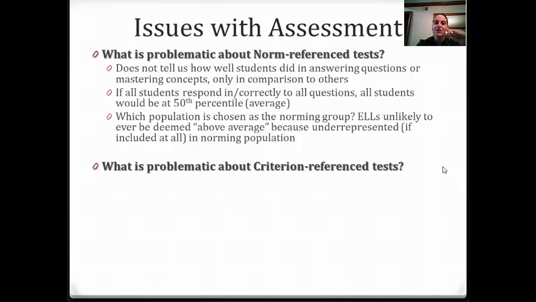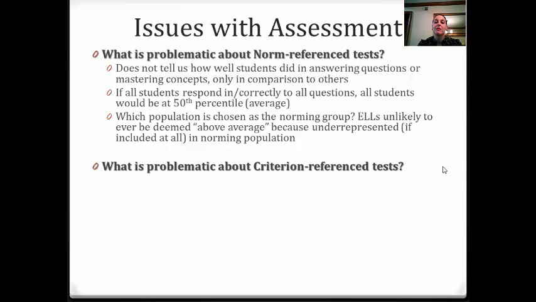You also have to think about the population that they chose to norm the test on. Right, what is that norming group? ELLs are unlikely to ever be deemed above average because they're underrepresented in that norming group. Right, think about it. How many ELLs are they going to choose to be in that first group of students that they use to be the comparison stick for the rest of the nation? Okay, that is another reason why a norm reference test is pretty unfair for ELLs in terms of the basis of their information and their knowledge.